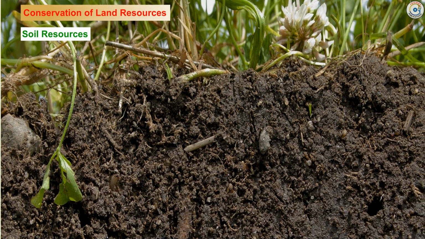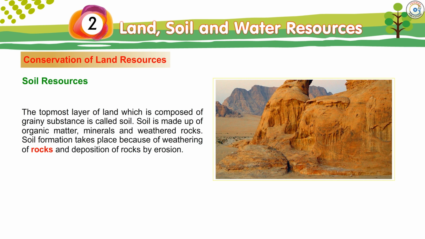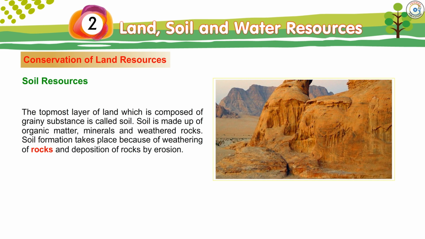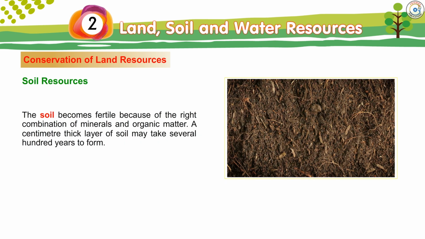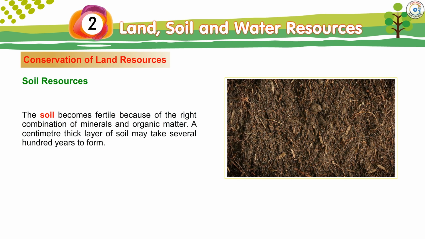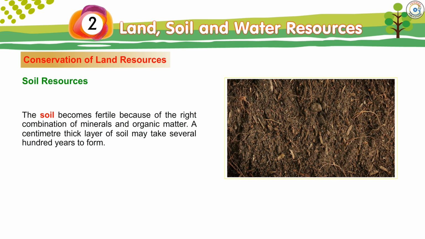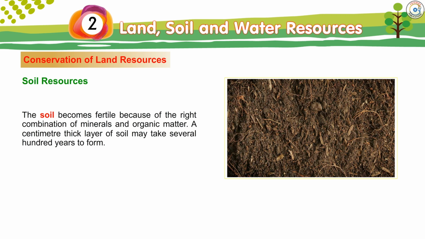Soil resources. The topmost layer of land, which is composed of grainy substance, is called soil. Soil is made up of organic matter, minerals and weathered rocks. Soil formation takes place because of weathering of rocks and deposition of rocks by erosion. The soil becomes fertile because of the right combination of minerals and organic matter. A centimeter thick layer of soil may take several hundred years to form.